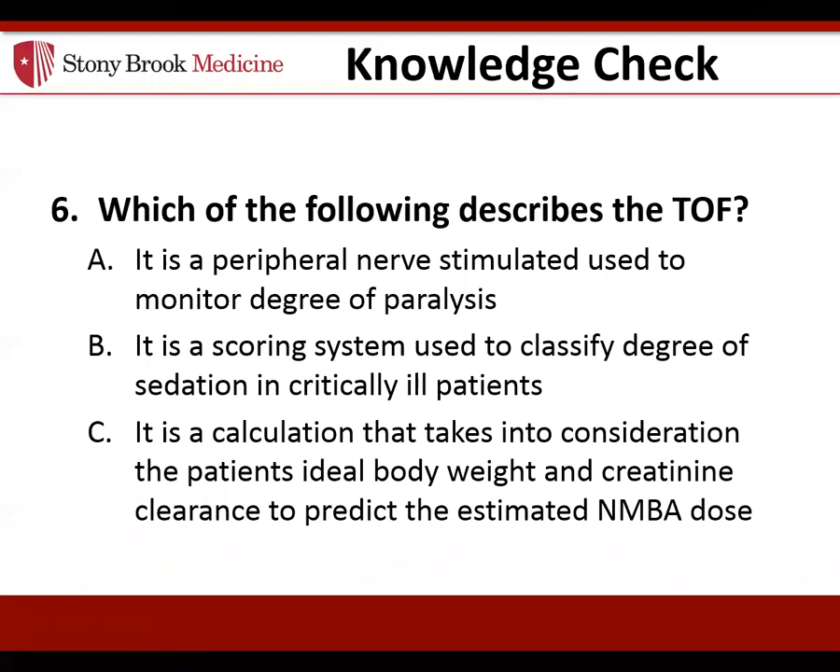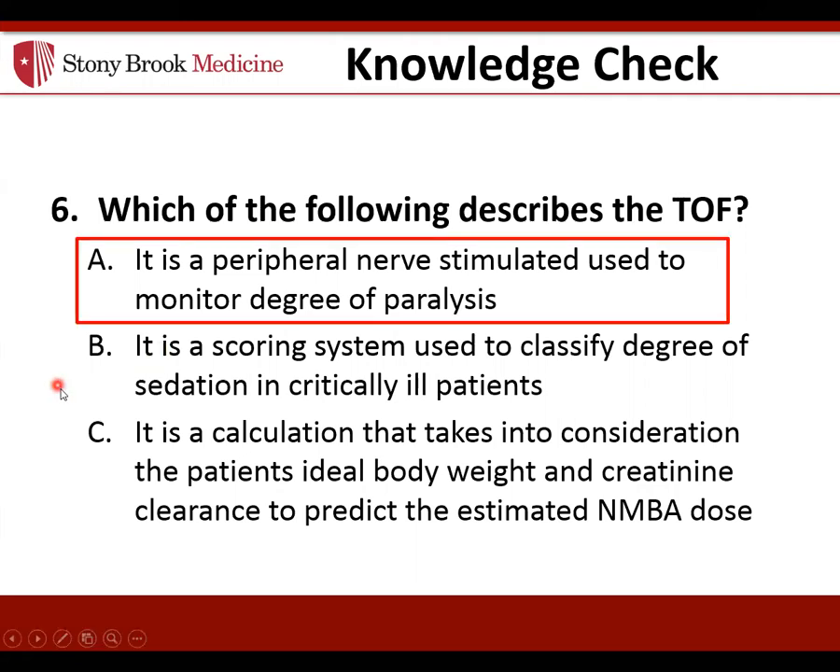Which of the following describes the train of 4? Perfect, yes. So the train of 4 is A, it's a peripheral nerve stimulator. It's used to monitor the degree of paralysis. Again, you try to target 1 to 2 twitches when you perform this train of 4, and that indicates that the patient is receiving an adequate amount of the paralytic agent.